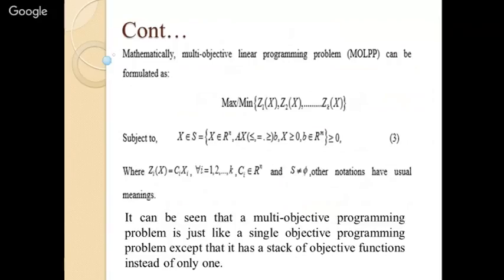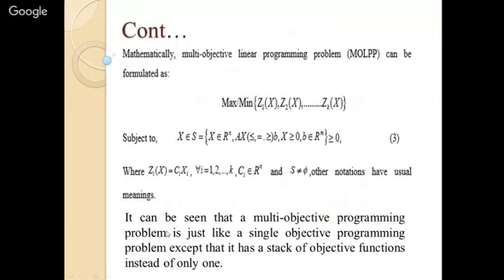Now we need to optimize each and every objective function, but that rarely happens unless we have a robust technique to deal with it. So different techniques are being applied to find a satisfactory solution, right? Nowadays people are using different techniques to deal with that.